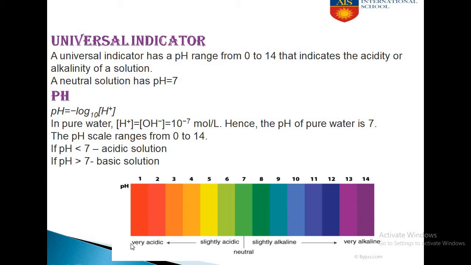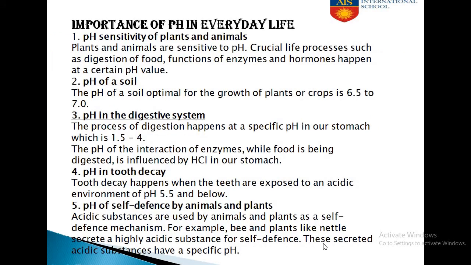Now, the lesser the pH value, the more acidic it is. And 4, 5, 6 are slightly acidic, and 7 to 10 are slightly alkaline, whereas 12 to 14 is very alkaline. The higher the pH, the more alkaline.